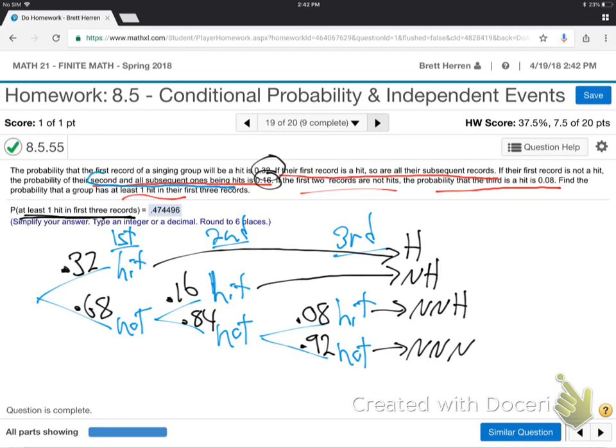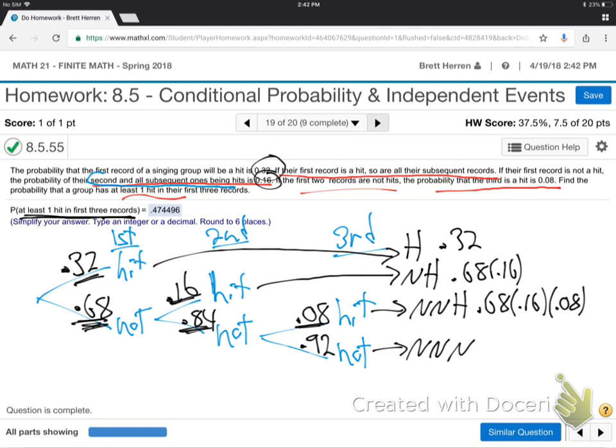Right? How do you find the probability at the end of a tree, the end of the branches, where the leaves are? We multiply as we go across. If there's more than one number, you multiply them. This one's just one number, 0.32. It's all you got. Next one, 0.68 times 0.16. Next one, 0.68 times 0.84 times 0.08. Bottom one, 0.68, 0.84, 0.92.